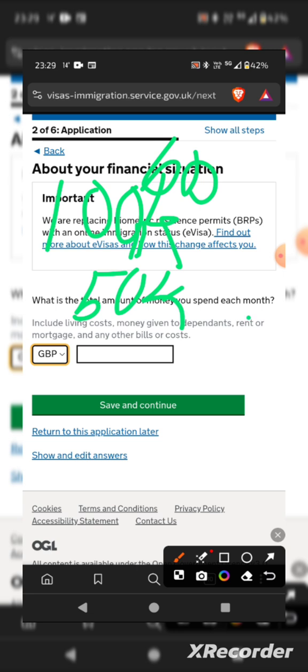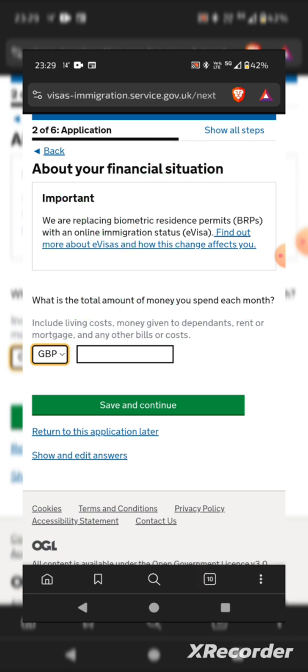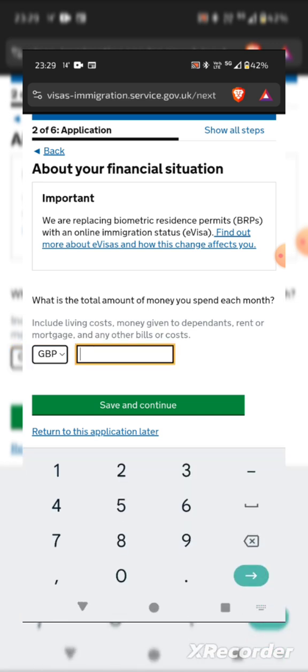So that's quite reasonable. I'm just using that example. I'm not saying that 100K is a reasonable example. People are different. So how much do you spend each month? Let me say 60K.